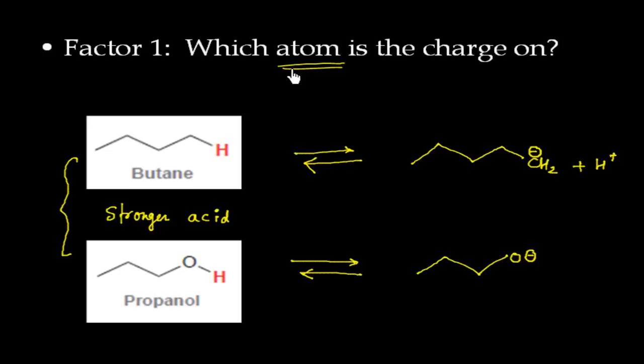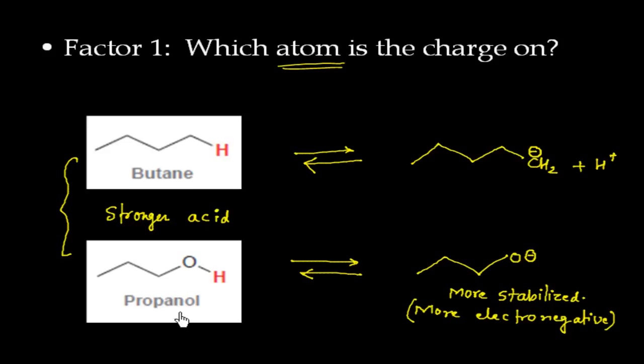So we have to see the first factor, on which atom we have the charge. In one case I have the charge on oxygen, in another case we have a negative charge on carbon. Now oxygen is more electronegative and carbon is less electronegative. So charge on oxygen is more stabilized and charge on carbon is less stabilized. So I can say this conjugate base is more stabilized, because the charge is on a more electronegative atom. Oxygen is more electronegative, so the corresponding acid will be more acidic. So propanol is more acidic than butane.